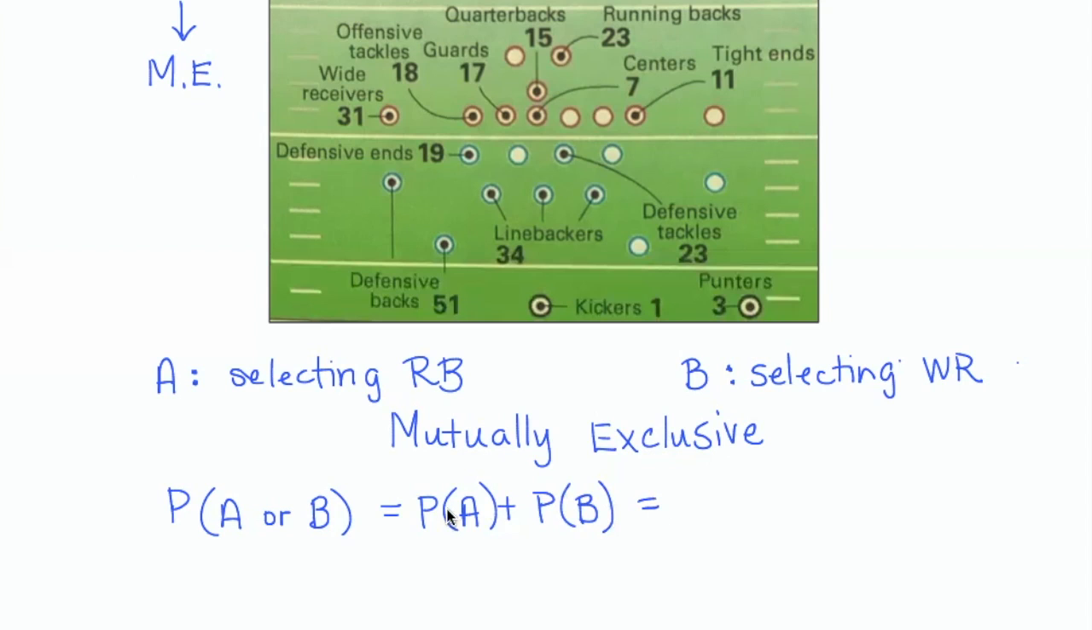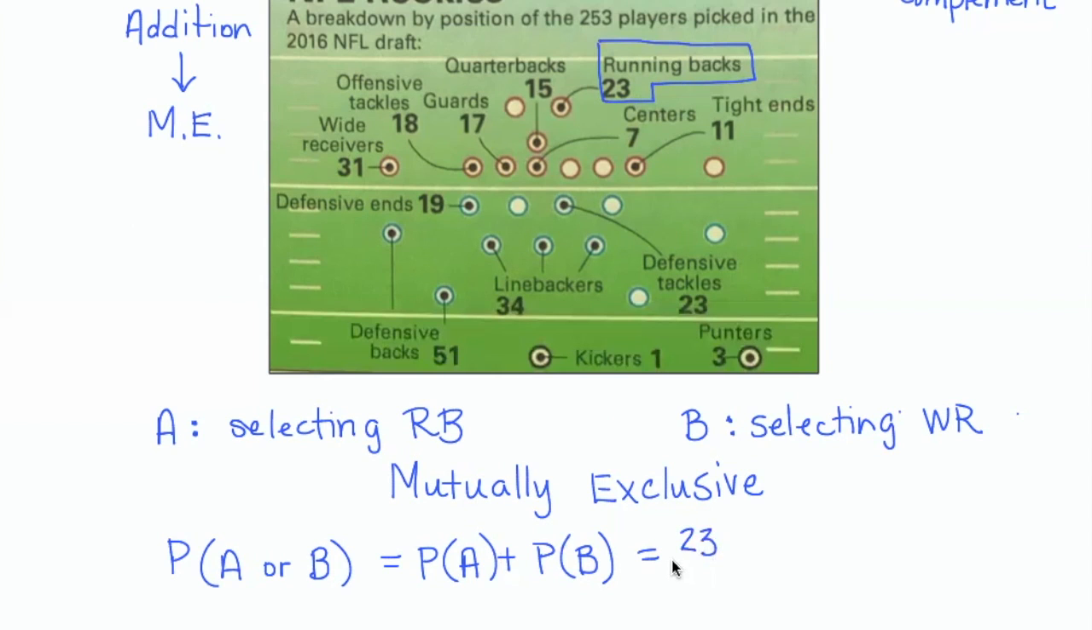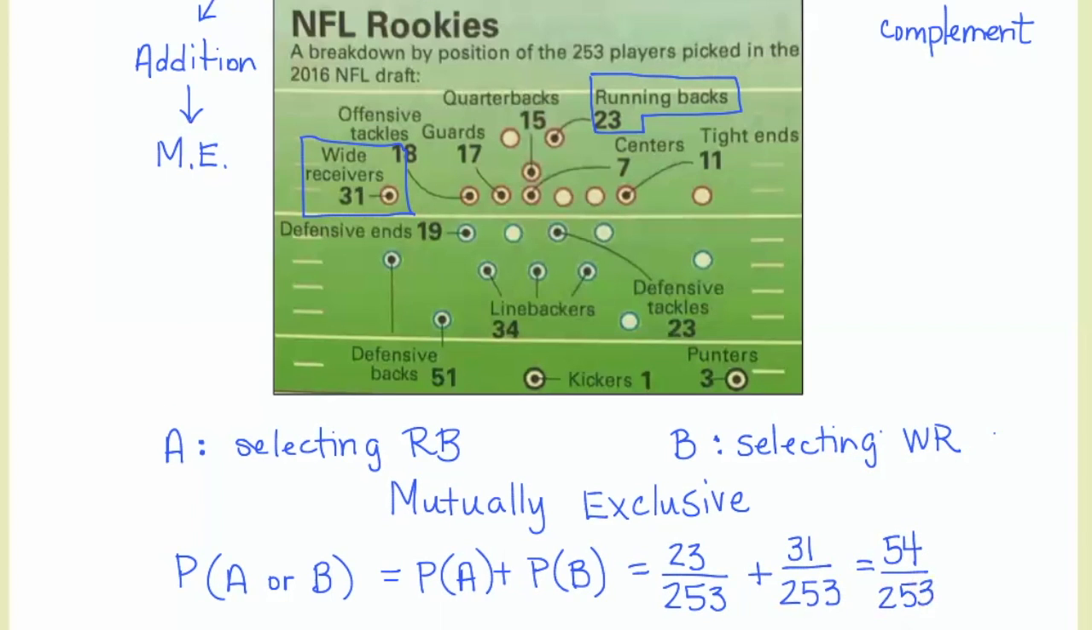And so I would get probability of A. Well, I can see right here in the chart that there are 23 running backs out of a total of 253 players. And event B was the wide receivers, which are right here. There are 31 of those out of 253. Add your numerators, you get 54. Keep the same denominator, 253. And don't bother going to get a decimal for that yet, because now we do the complement of that.